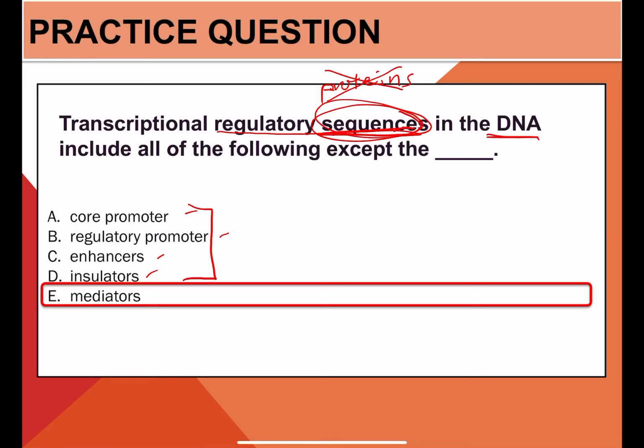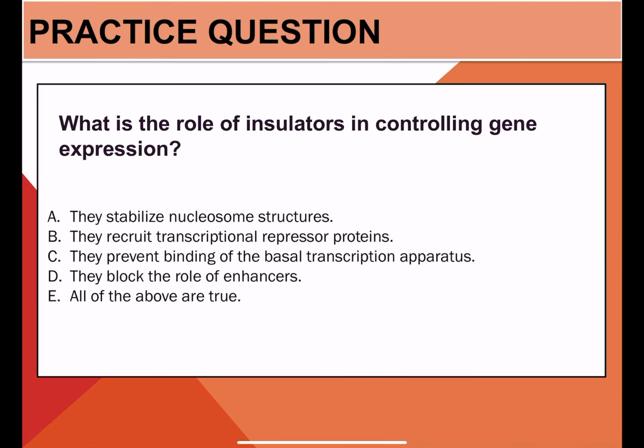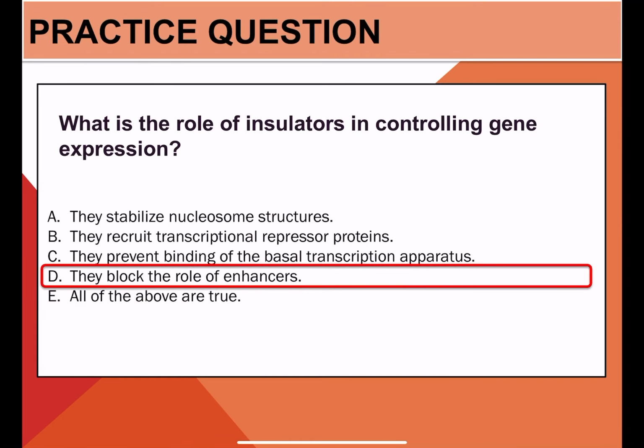Core promoter initiates the process of transcription by allowing your transcription factors and basal transcription apparatus to bind. Regulatory promoter is what allows activators or repressors to bind. Enhancers, again, are for your activators to bind. Insulator actually blocks the effects of enhancers. So all of these have to do with regulatory sequences. But mediator is actually a piece of protein, a glob of protein. So what is the role of insulators in controlling gene expression? They block the role of enhancers. That's what it is.